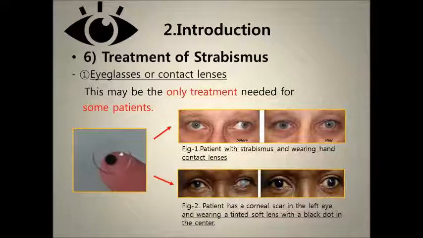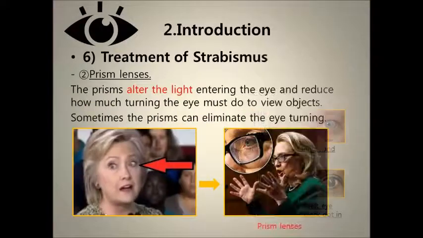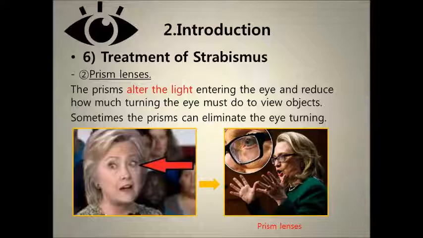Treatment. Eyeglasses or contact lenses. This may be the only treatment needed for some patients. Prism lenses. The prism alters the light entering the eye and reduces how much turning the eye must do to view objects. Sometimes the prisms can eliminate the eye turning.